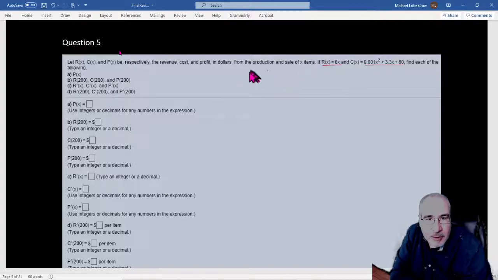And again, remember, profit equals revenue minus cost. Put the parentheses. So that's going to be 8x minus (0.001x squared plus 3.3x plus 60). Distribute the negative to each of the terms. I know it's kind of repetitive, but it needs to be done.